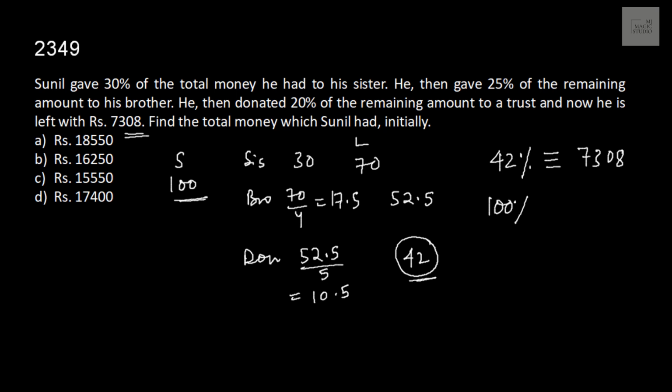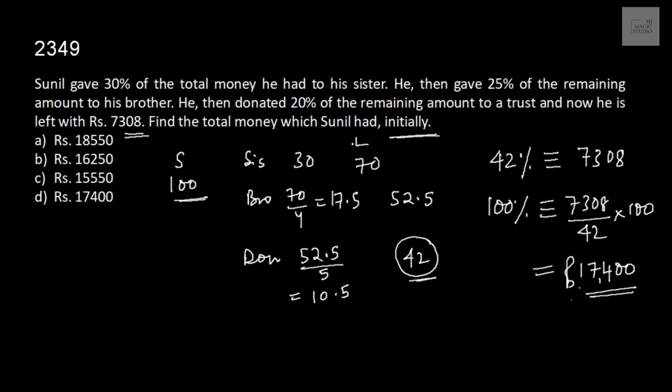Then 100% or 100 corresponds to how much? 7308 by 42 into 100, and the value which we will get is, yes, 17,400. 17,400 rupees is the amount with which Sunil had started initially, and that features in option D, and that's our answer.